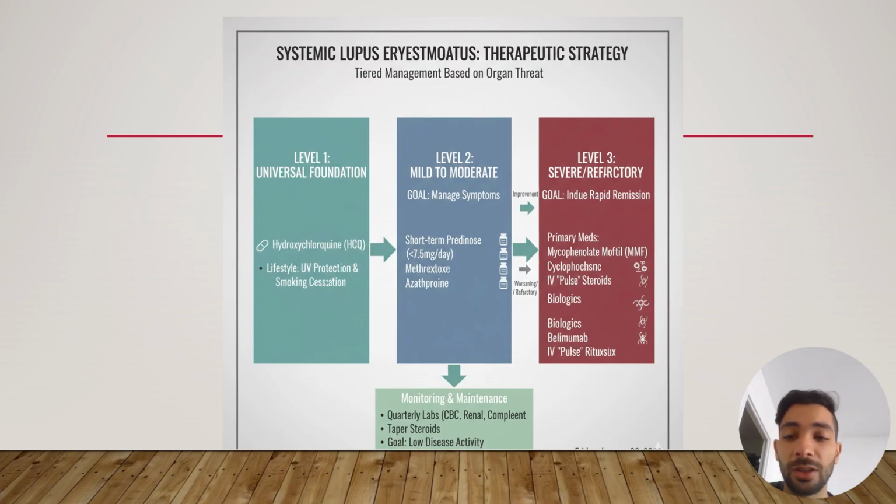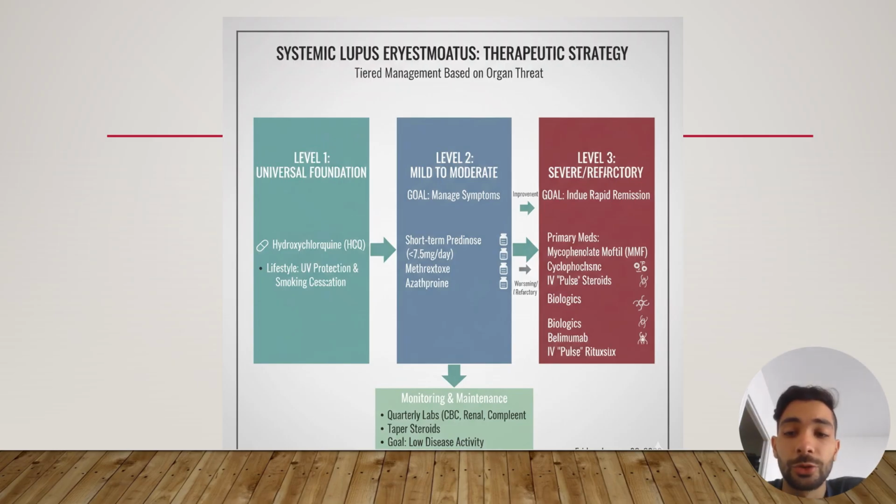SLE treatment is not one size fits all. We use a tiered strategy based on organ threat, essentially how much danger the patient's vital organ function is in at this moment. Level 1, the universal foundation. Every single patient diagnosed with SLE starts at level 1. The cornerstone here is hydroxychloroquine, HCQ. It is no longer considered optional. It's a life insurance policy for lupus patients because it prevents flares and long-term organ damage. We also emphasize lifestyle modifications, which we'll explain later.